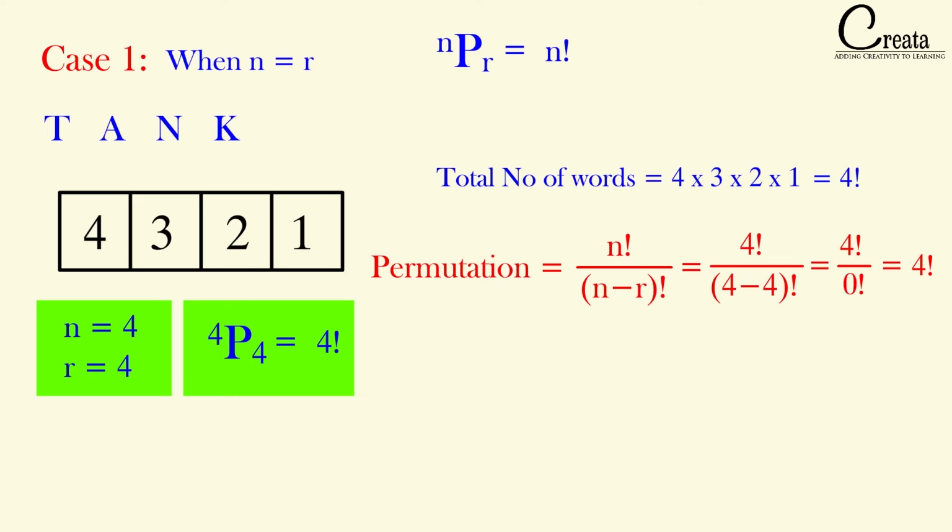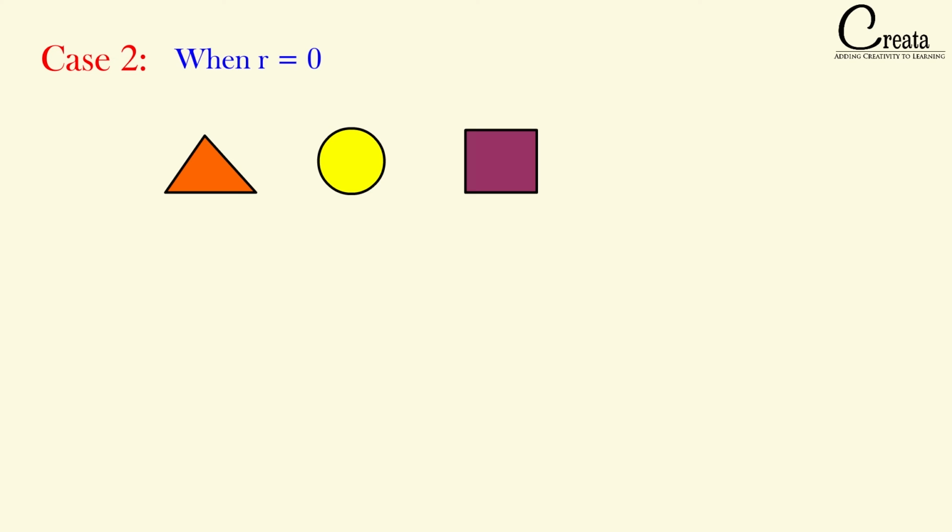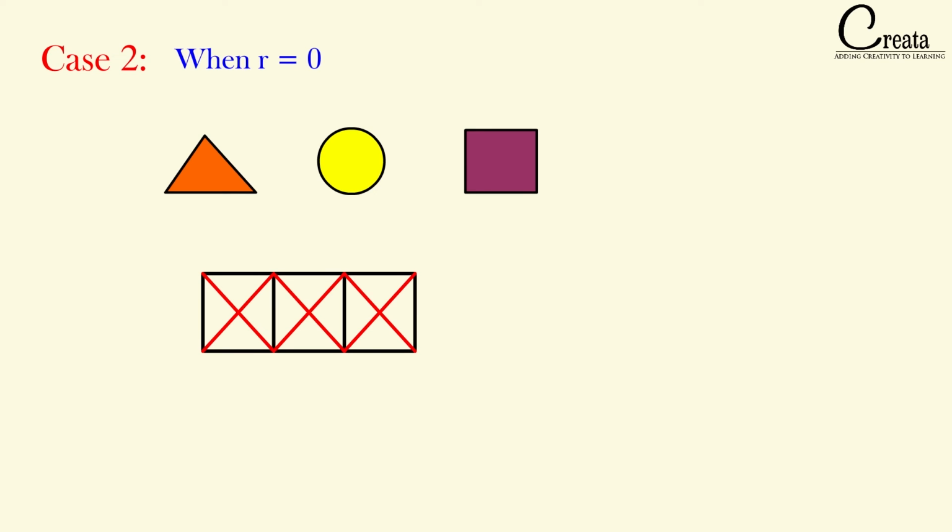Let's move further and take the second case. The second case is when r is equal to 0. What does it mean when r is equal to 0? The concept is that there is no vacant place, meaning we have some items to arrange and we have no vacant place. That is, we do not have to arrange these items. Are you catching the fundamental? Arranging no objects at all is the same as leaving behind all the objects, and it has only one way.